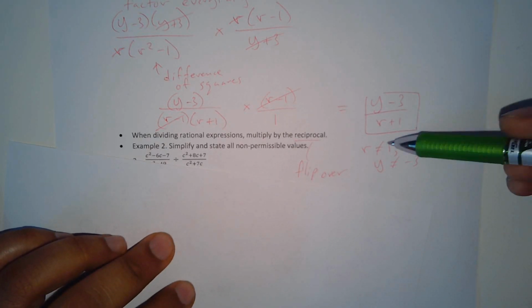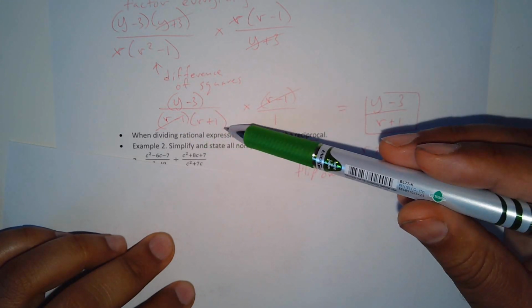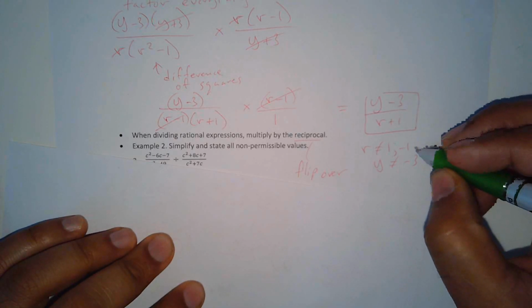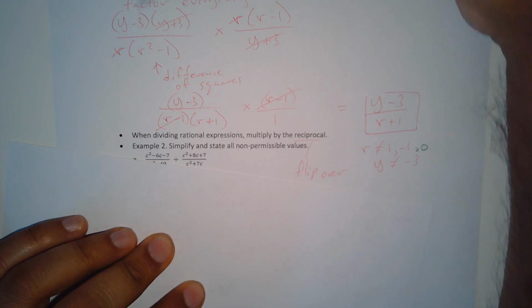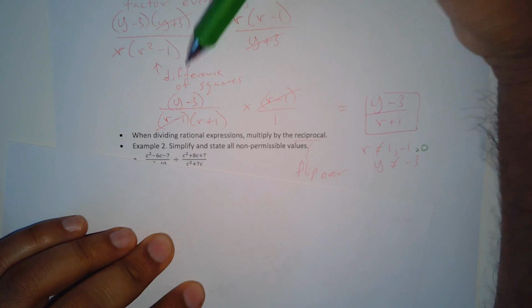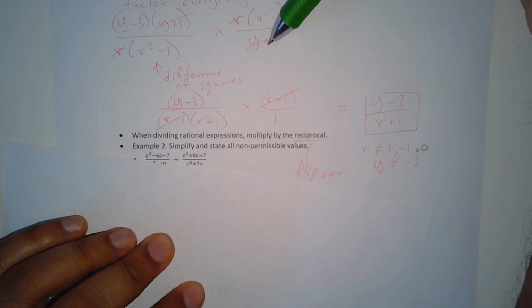In terms of what the restrictions are, r can't equal 1, r can't equal negative 1, and I missed one here. R can also not equal 0, because of this r that's out over here, so that if that's 0, then the whole thing becomes 0. And then y can't equal negative 3 because of this one here.